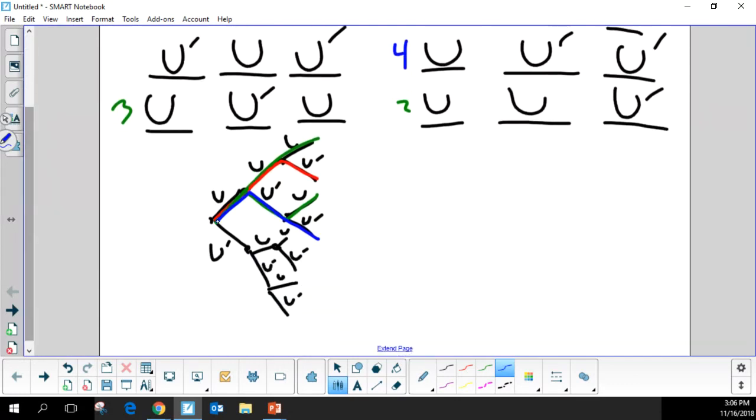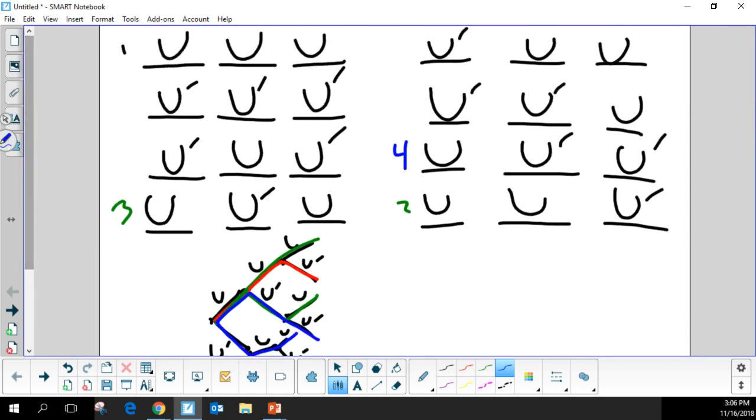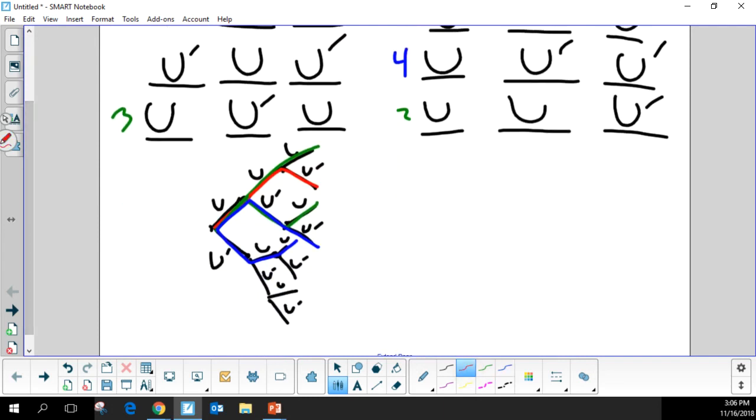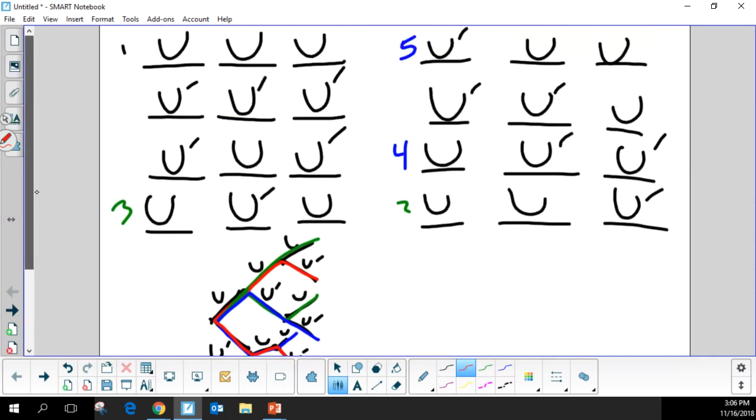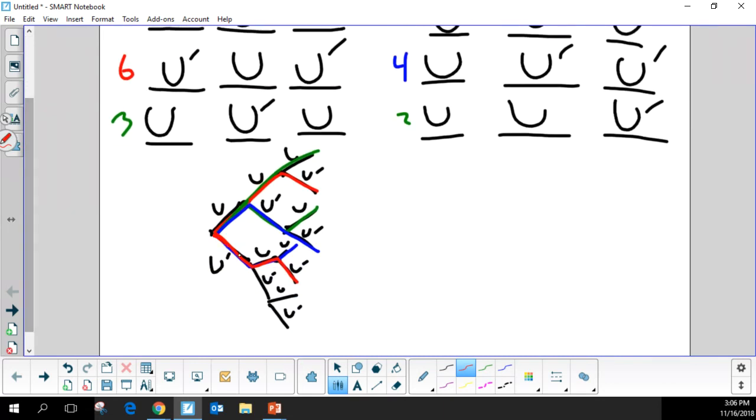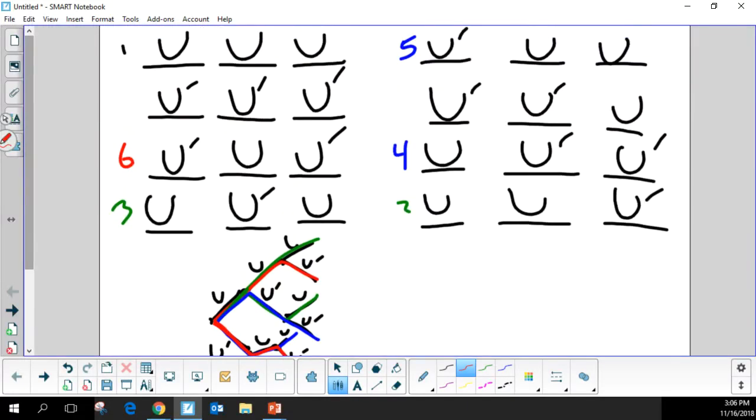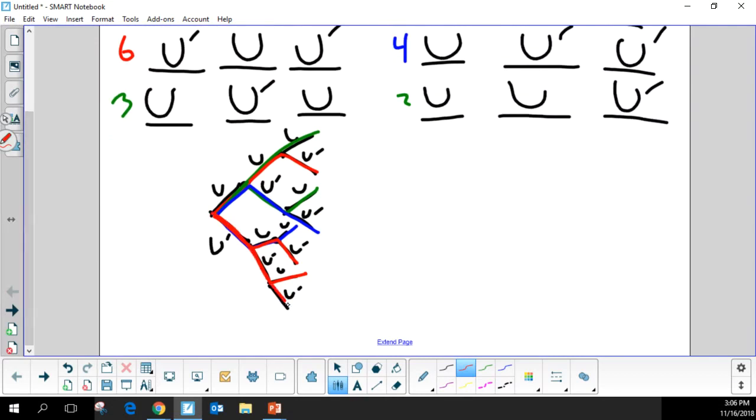Now we have our not US. Not US, US, US. There's branch 5. Not US, US, not US. So not, yes, not. Branch 6. Not, yes. And not.